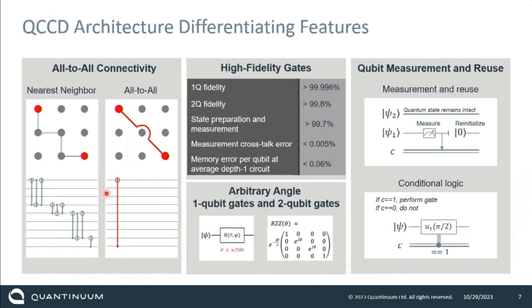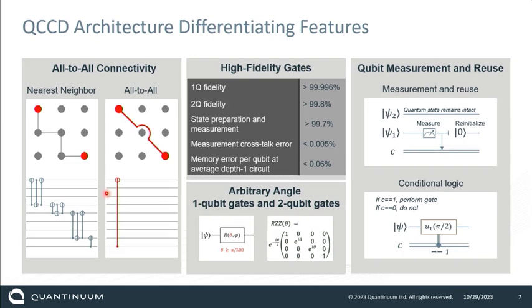So what are some of the differentiating features that this architecture gives you? Well, we have all-to-all connectivity. Because we are able to shuttle our ions around, every qubit can talk to every other qubit, and this allows you to implement pretty high qubit-number algorithms on a smaller device because everything can talk to each other. We have high fidelity gates, and in particular, we have very low measurement crosstalk, so pretty good noise on our system. We have the ability to do arbitrary angle single and 2-qubit gates.